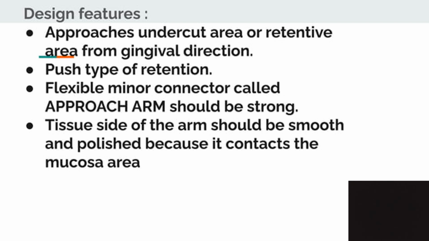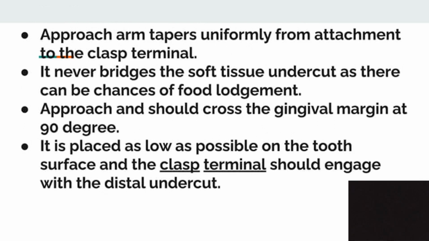The flexible minor connector, which is called the approach arm, should be strong enough to be rigid and to support the structures. The tissue side of the arm should be smooth and polished because it contacts the mucosa. If it is rough, it will produce irritation to the tissue. So it should be biocompatible and soft.